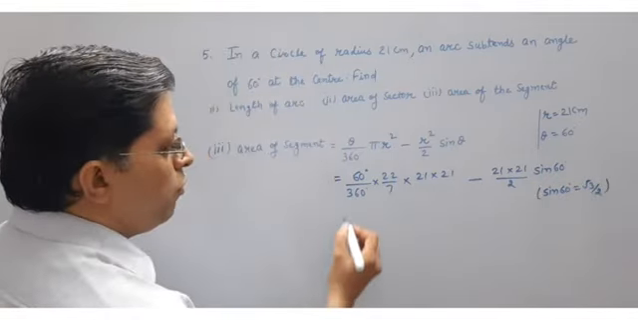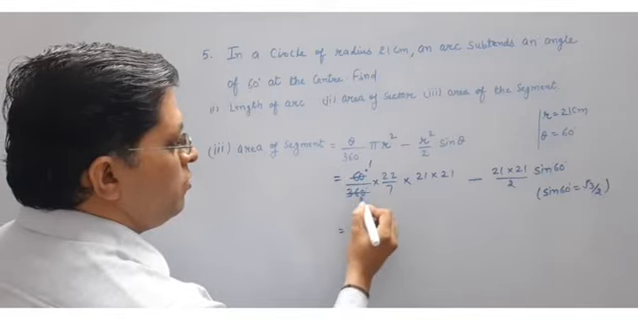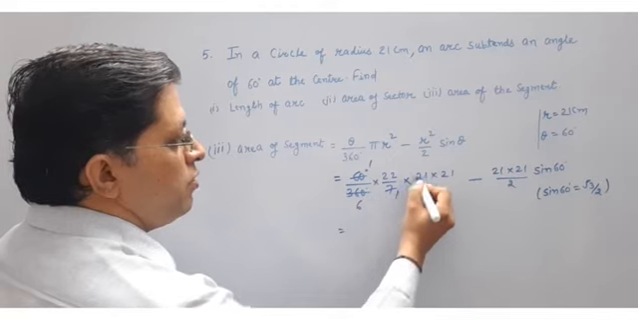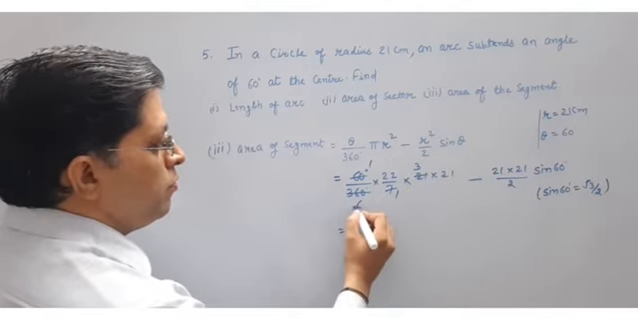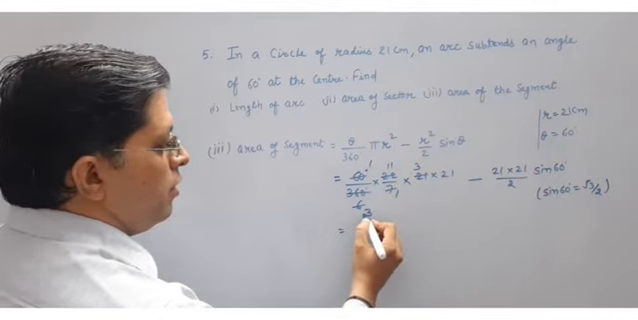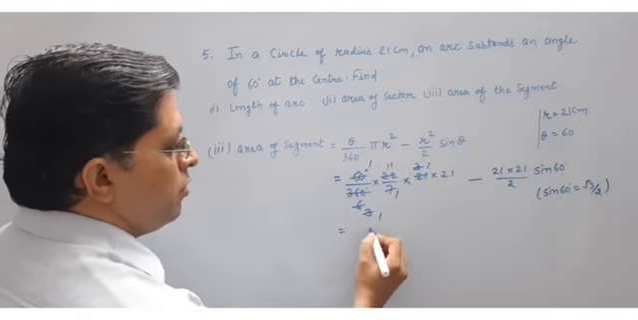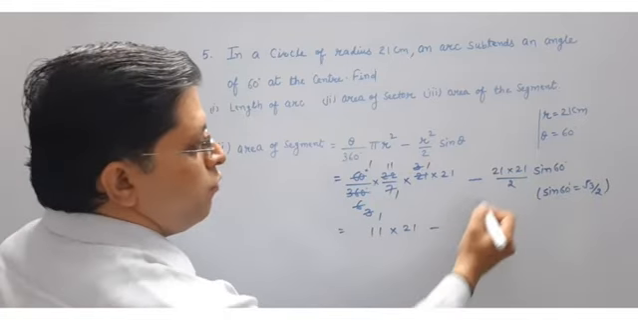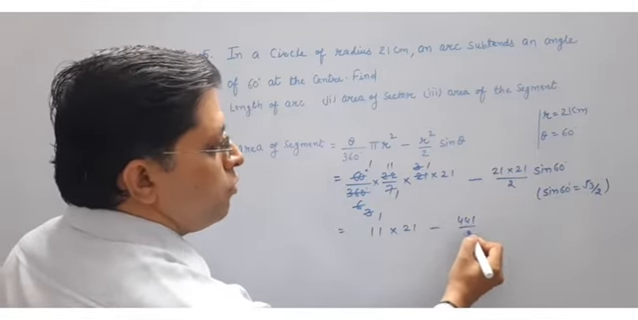Okay, now I am going to solve. 6 ones are 6, 60 cancels with 66. 7 ones are 7, 7 threes are 21. 2 threes are 6, 11. And then 3 ones are 3. Here is 11 into 21. And here 441 upon 2.